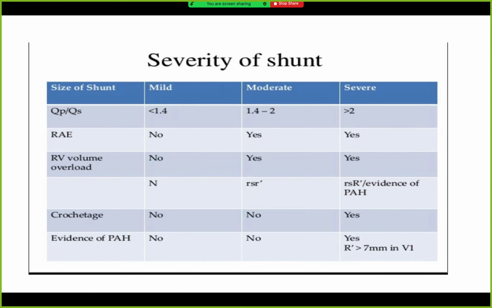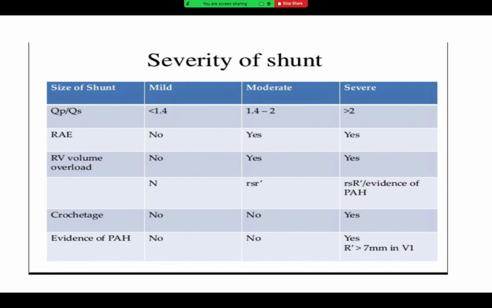And then similarly the crooked sign will be, as I had said, more of a severe sign. And isn't that the reason as well I had said it? What do we notice during the crooked sign will be the fragmented QRS, especially in leads 2, 3 and AVF. And we can also sometimes notice evidence of PAH, pulmonary arterial hypertension.